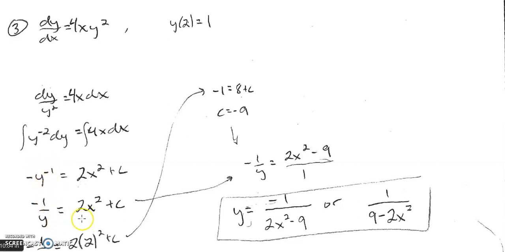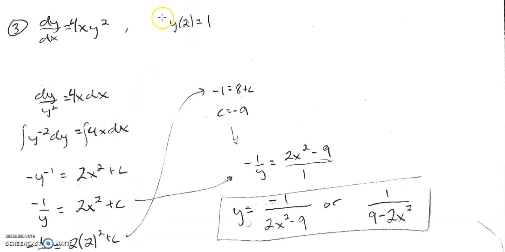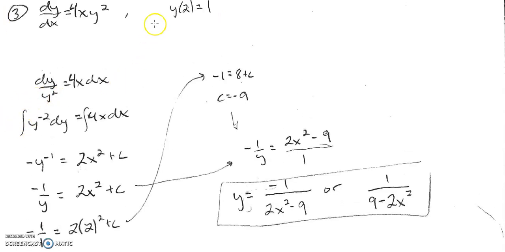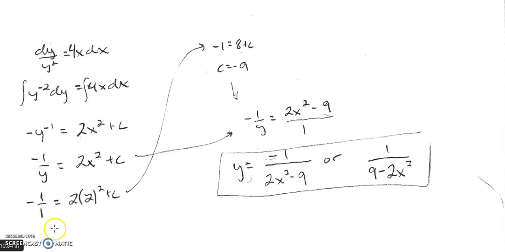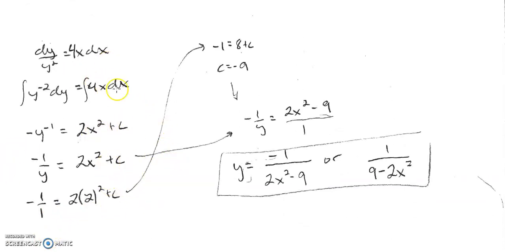Negative 1 over y is 2x squared plus c. So from there, I'm going to use these initial values. Remember, this 2 is an x value. This is a y value. So I'm going to come down here, make x equal to 2, y equal to 1.